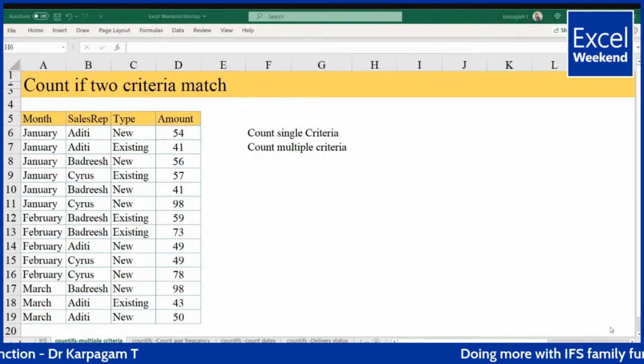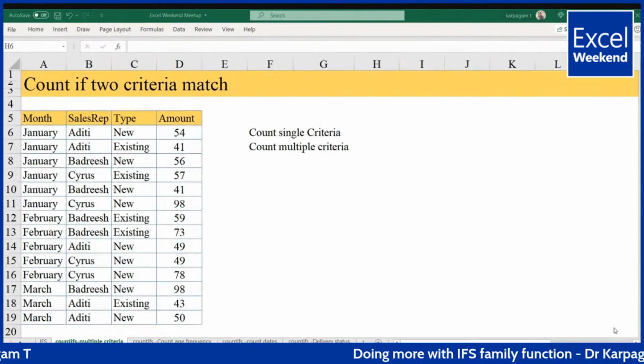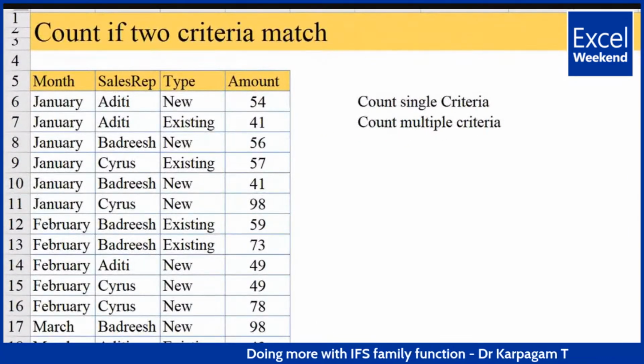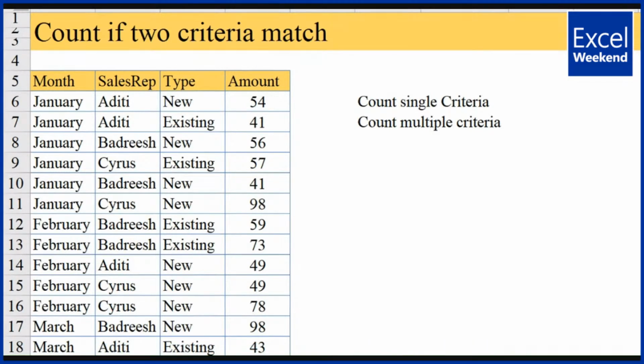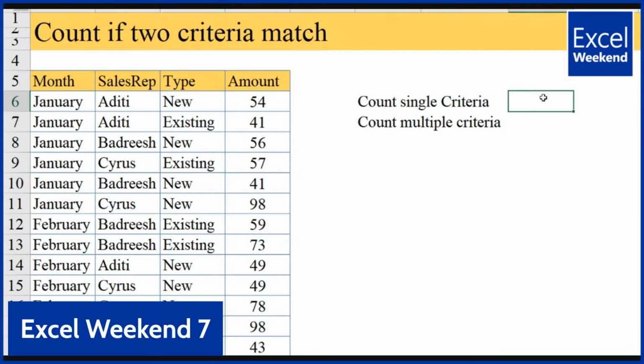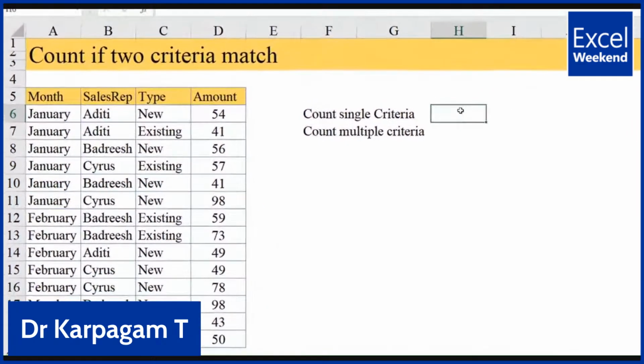COUNTIFS function is available from Excel 2010 onwards. In this, we are going to look at how to handle single criteria and multiple criteria. In the previous section on the IFS function, we have seen how many conditions it can handle. We have seen it can handle multiple conditions. That's the speciality of it. In the same way, COUNTIFS can also handle large criteria as well. At the same time, this can handle single criteria also.